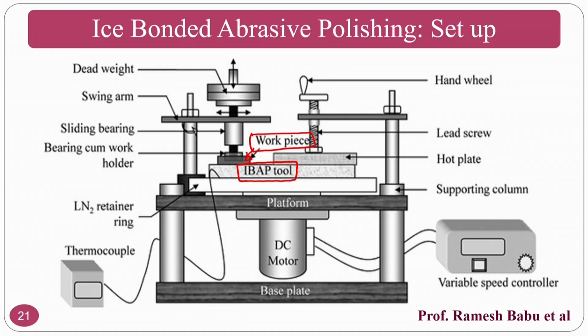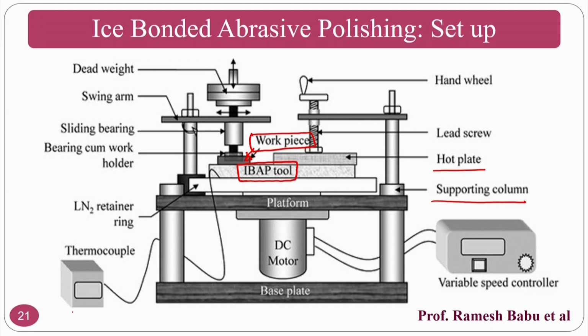At the same time, you have a platform where the DC motor is there to rotate, and you need supporting columns, and you need a hot plate. If I want to measure the temperature, or if I want to reduce the bonding strength, that means you can change the grade of that particular ice bonded abrasive polishing tool. And mainly other applications are there.